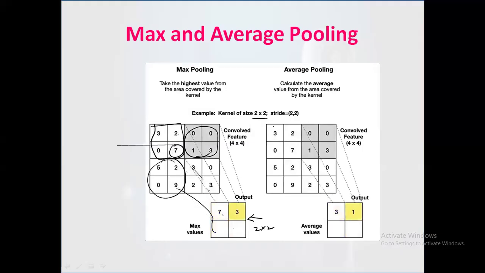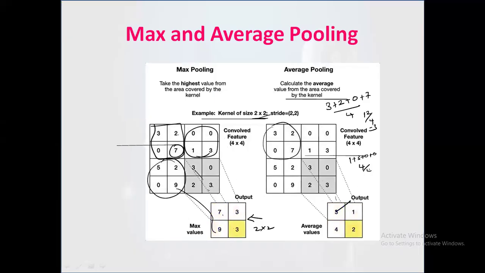And average pooling, if you are taking this part, kernel 2 cross 2, if I am considering the average, how we are going to take 3 plus 2 plus 0 plus 7 divided by 4. So 5 plus 7 is 12, divided by 4 is equal to 3. So we are getting 3 here. Here 1 plus 3, all other values are 0 plus 0 plus 0. So 4 divided by 4, the value is 1 here.